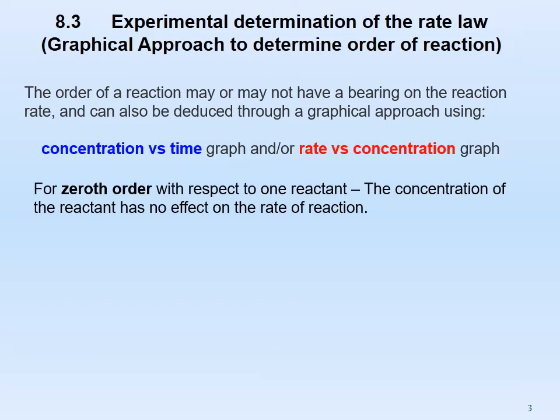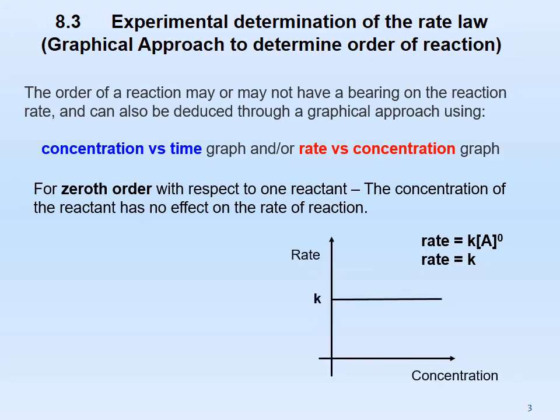For zeroth order with respect to one reactant, the concentration of the reactant has no effect on the rate of reaction. Rate equals rate constant k times concentration of A raised to the power of 0. Any number raised to the power of 0 is 1. Hence, rate equals k times 1. Rate equals k. k is the rate constant. As the word constant means an unchanging number, when rate equals k, rate stays the same and does not change.